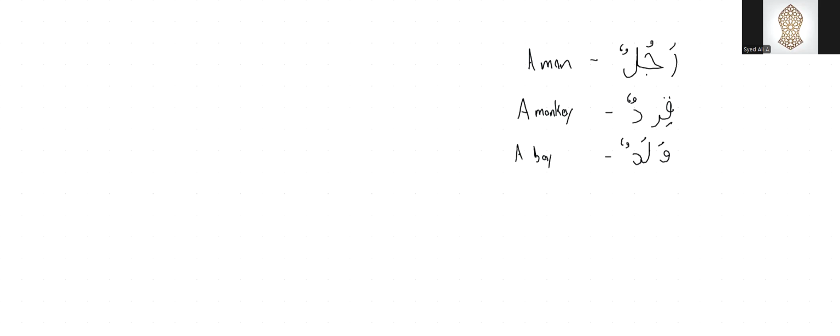So himarun. So ha, mim, alif, ra. Himarun, a donkey. So now we have four new words in our vocabulary.